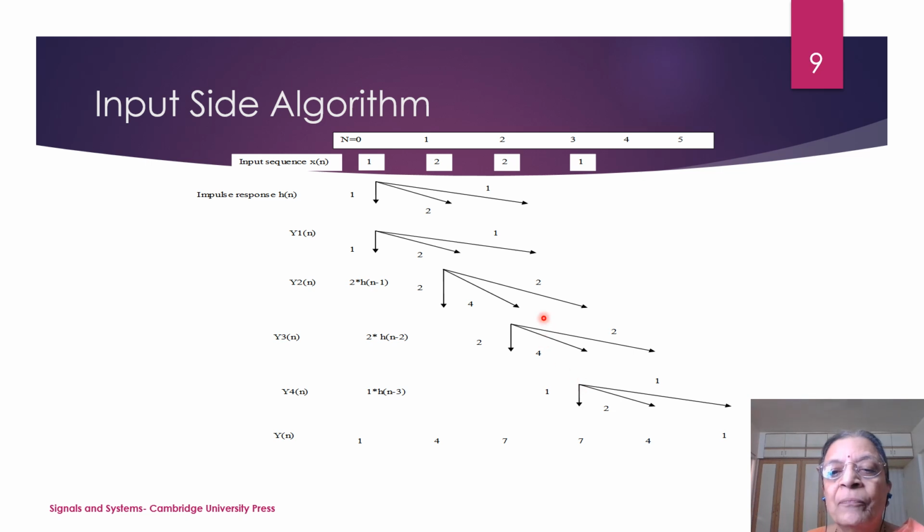In this case, again, 2 plus 4 plus 1, so it will be 7. Now in this case, it is just 2 plus 2, it will be 4, and in this case this will be 1 alone. So I am looking from the input side. What will be the response to delta n? What will be the response to twice delta n minus 1, twice delta n minus 2 and delta n minus 3? And at the output n, I just find out the corresponding contribution from different inputs and add it up. This is what is called the input side algorithm.